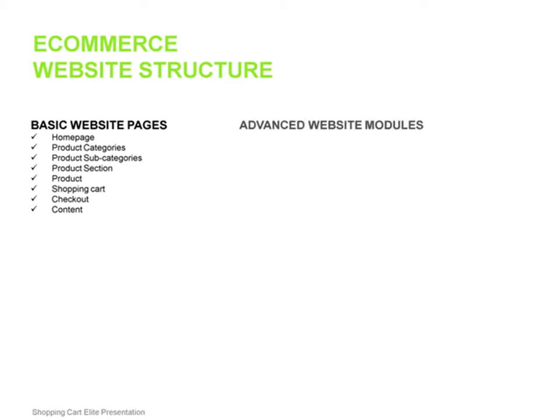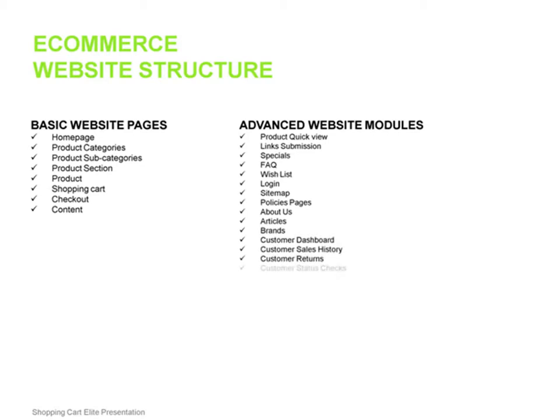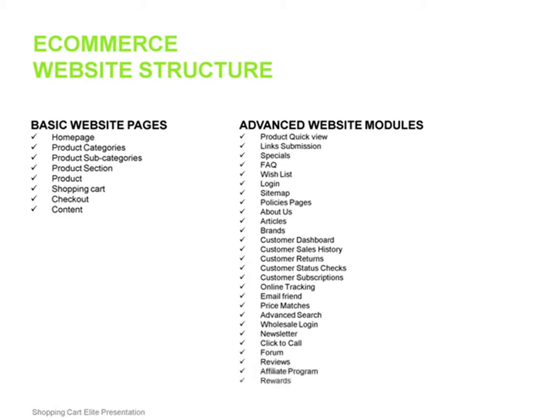A more advanced website can have additional pages such as product quick view, links submission, specials, frequently asked questions, wish list, register, login with open ID login such as MySpace, Facebook, etc., sitemap, policies pages, about us, articles, brands, customer dashboard, customer sales history, customer returns, customer status checks, customer subscriptions, online tracking, email friend, price matches, advanced search, wholesale login, newsletter, click to call, forum, reviews, affiliate program, and rewards.